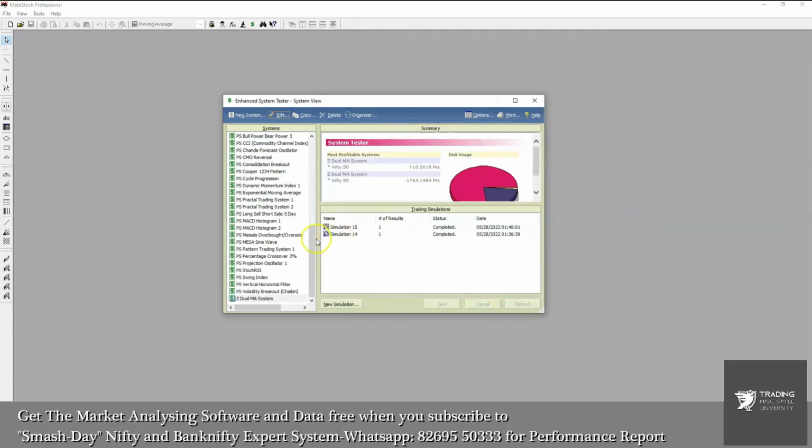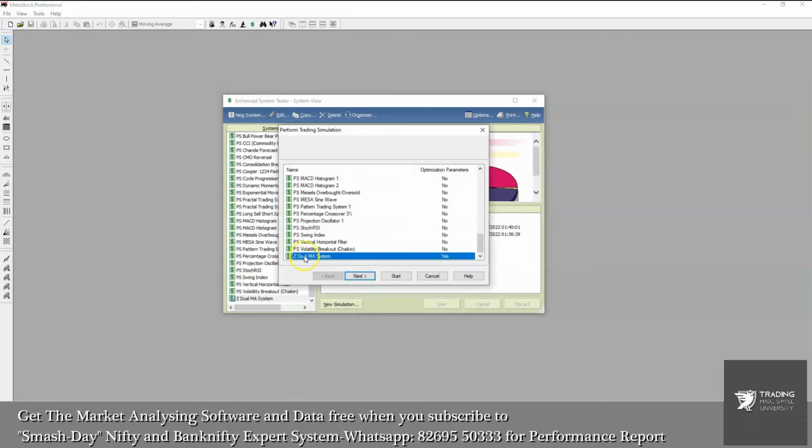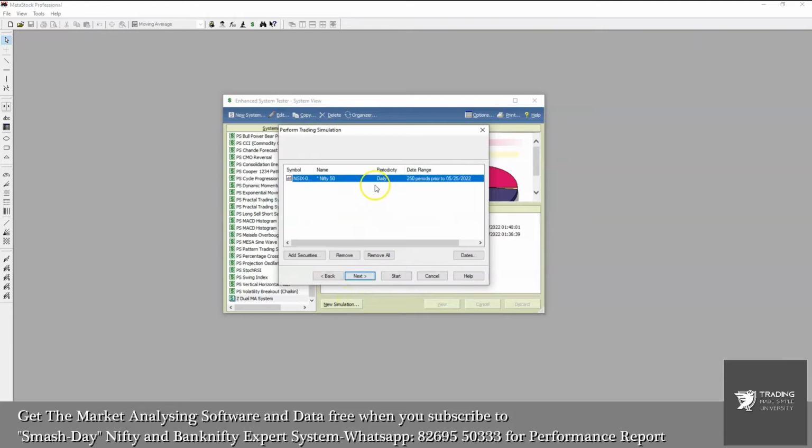So we are back to our original control panel. We are selecting this moving average system. Now we will start the simulation, this one, the Z dual moving average system. We are going to next. We are selecting Nifty, and in our previous lesson we saw 250 period candles. We did this test on 250 period candles.